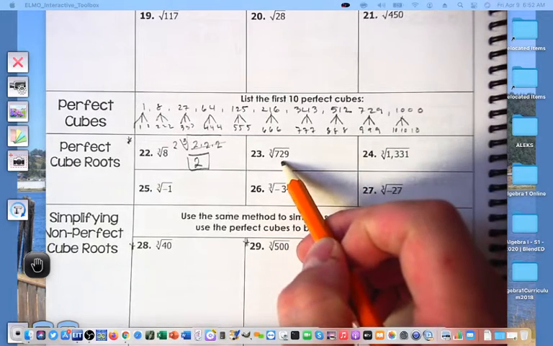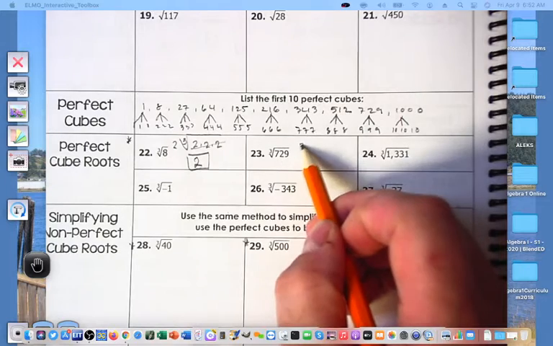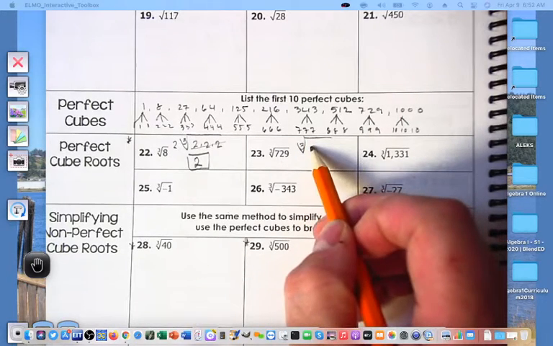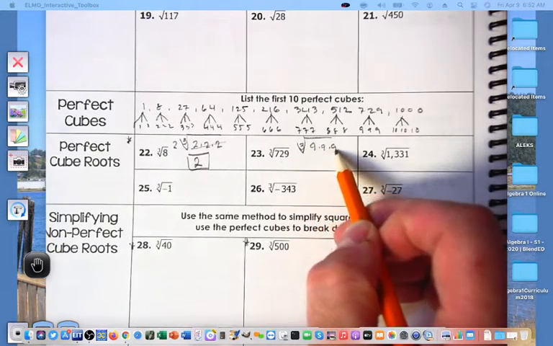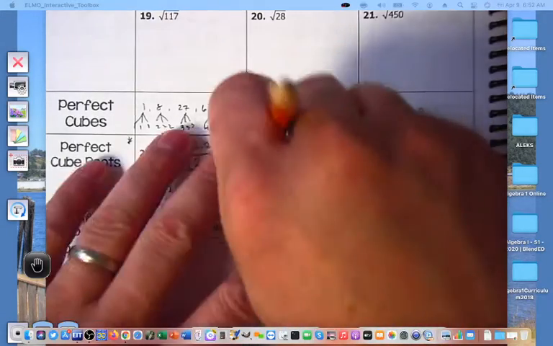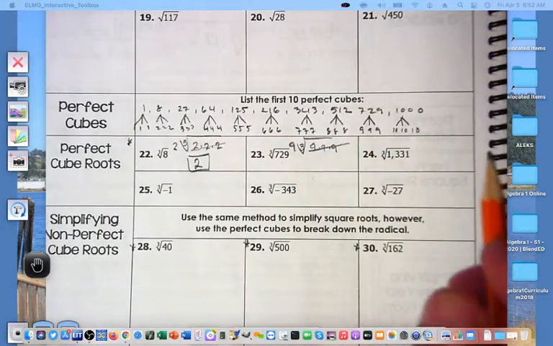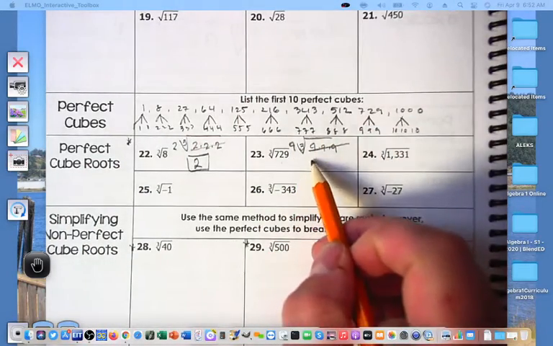Now 729 is in our list of perfect cubes. So we have 729 breaks into 9 times 9 times 9. We have a perfect group of 3. They go to the outside, perfect group of 3 9s. And so they become a single 9 on the outside. The cube root of 729 is 9.